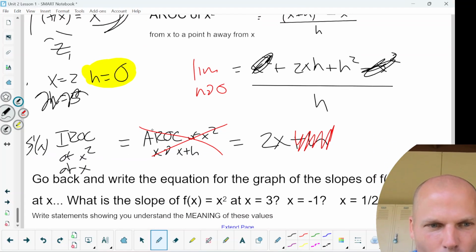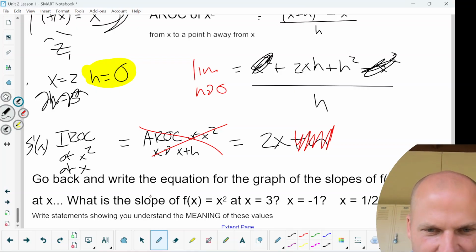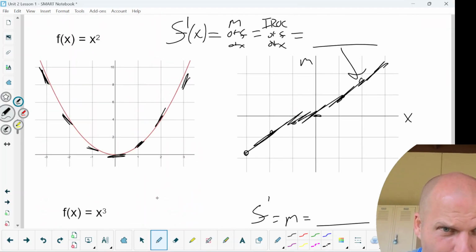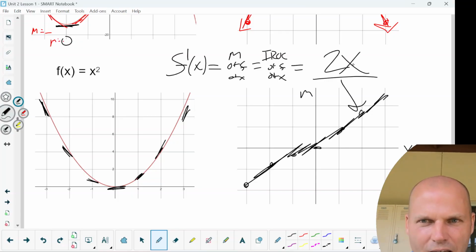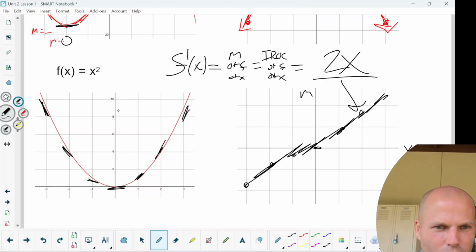So go back and write the equation for the graph of the slopes of x squared at x. And then you're going to tell me, what is the slope of x squared at x equals 3, at x equals -1, and x equals a half? Well, we come back up here and we say, oh, this graph that we were looking at is actually the graph of 2x. And 2x is the equation for the slopes of x squared at x. So, what is the slope at 2? What is this slope value? Well, let's use our slope equation.